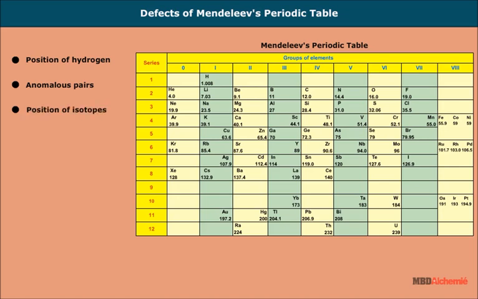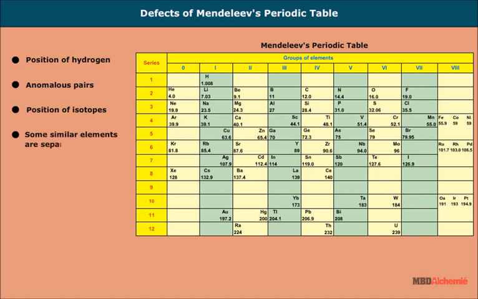Position of isotopes. In Mendeleev's classification, isotopes should be placed at different places depending upon their atomic masses. For example, isotopes of hydrogen with atomic masses 1, 2, and 3 should be placed at 3 places. However, isotopes have not been given separate places in the periodic table.